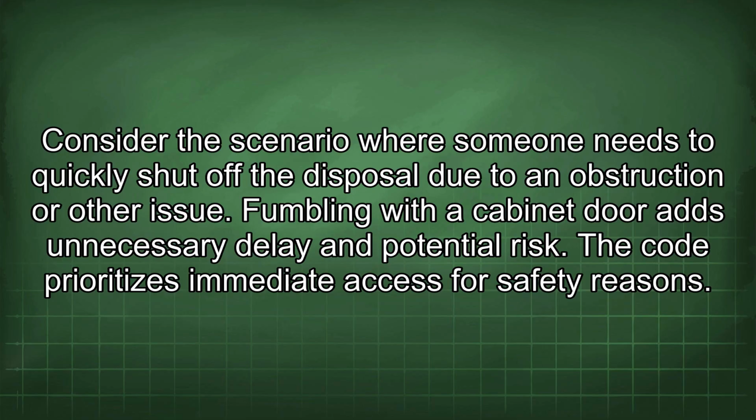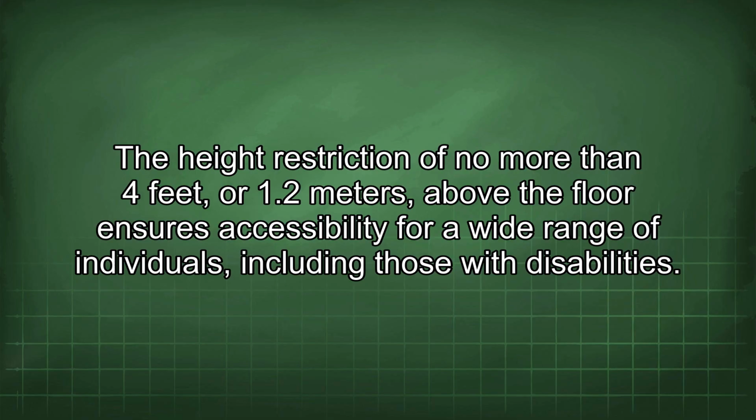Consider the scenario where someone needs to quickly shut off the disposal due to an obstruction or other issue. Fumbling with the cabinet door adds unnecessary delay and potential risk. The code prioritizes immediate access for safety reasons. The height restriction of no more than 4 feet or 1.2 meters above the floor ensures accessibility for a wide range of individuals, including those with disabilities.